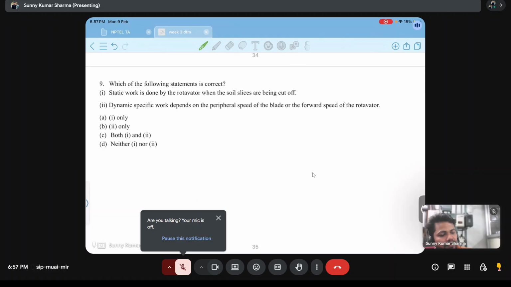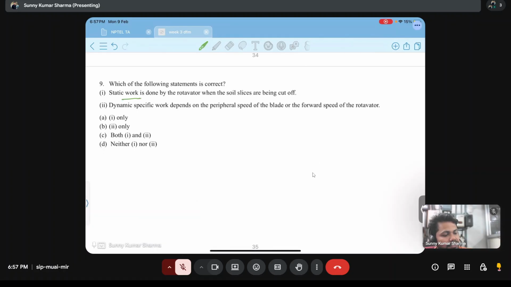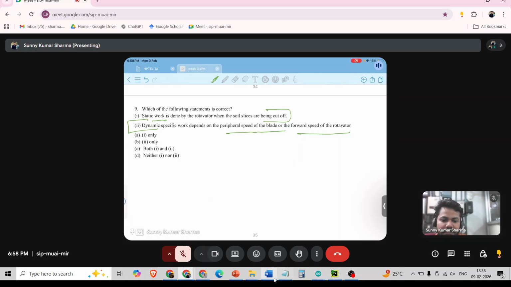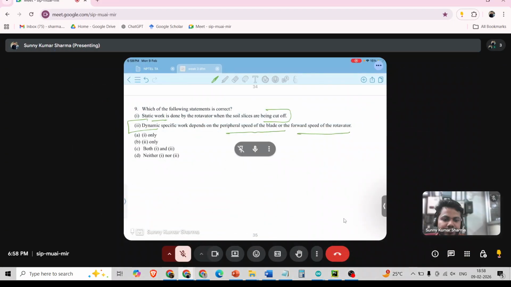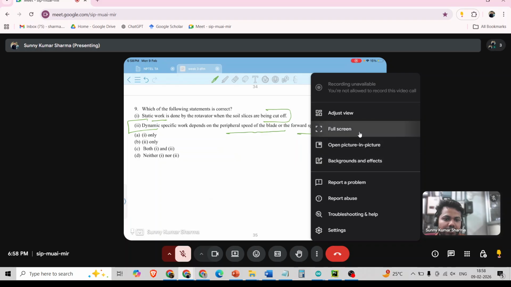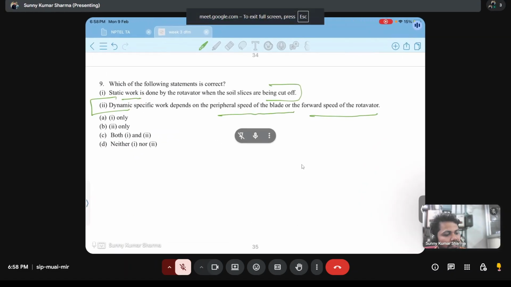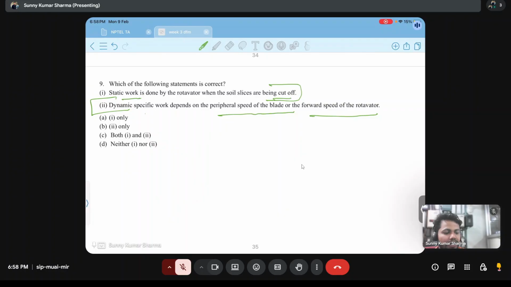So next question is, which of the following statement is correct? Static work is done by the rotavator when soil slices are being cut off. This is statement 1. And dynamic specific work depends on peripheral speed of the blade or forward speed of the rotavator. I've just explained this. Both are correct. Yes, that is correct answer, because static work is the work done by soil slice to cut off, and dynamic work is the work when it is moving. So both statements are correct and the answer is C.